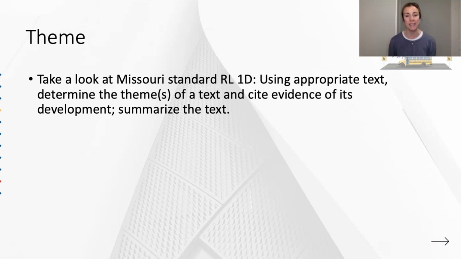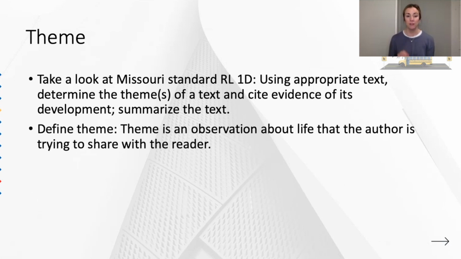Today, our focus is theme. Let's first define theme. Theme is an observation about life that the author is trying to share with their reader. If you are reading something and you realize that there's a life lesson in that reading, that is your theme. We can also think about theme in this acronym SLIME. So let's pull apart SLIME and then use it to help us identify the theme of our story.